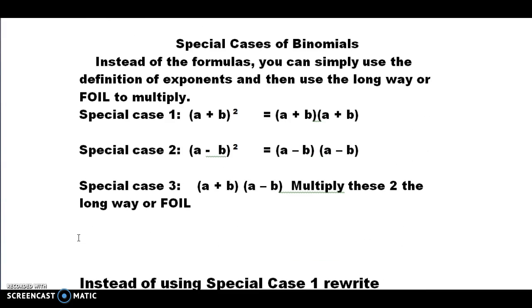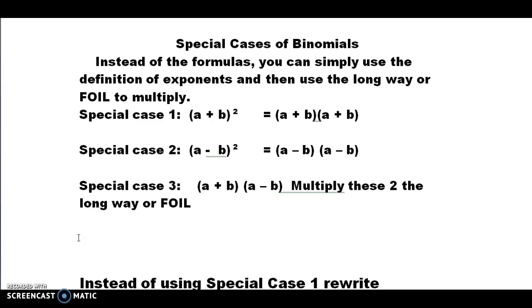The last thing that we're going to talk about in this video recording is the special cases. Instead of using the formulas for special cases, you can simply use the definition of exponents and then use either the long way to multiply or FOIL to multiply. So the first special case that would be in your textbook is a plus b to the second power. The definition of that is just simply a plus b times a plus b, both of those in quantities. So when you do that, you'll get exactly the same answer that you do if you use that special case formula that's in the textbook.